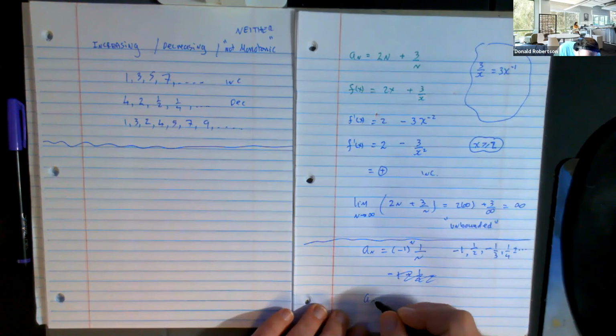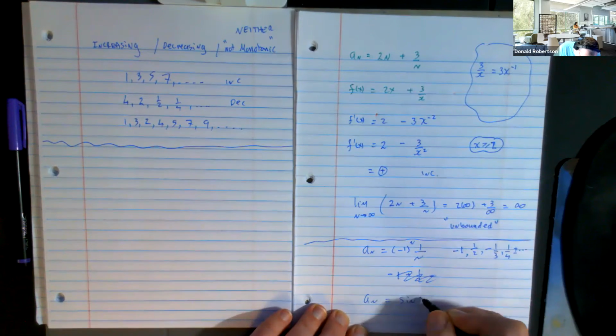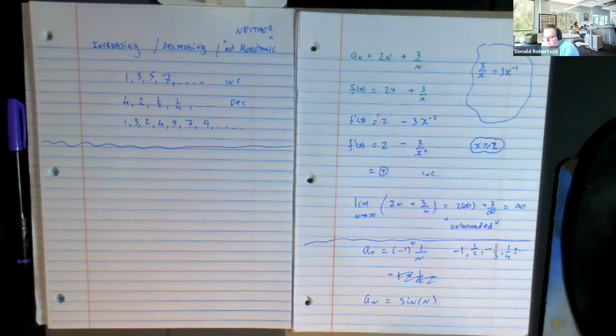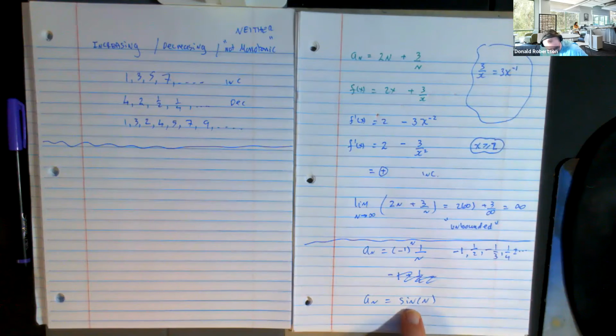Another one would be, say, that function there. If you differentiated that function, you'd get the cosine. Isn't the cosine sometimes positive and sometimes negative? In fact, doesn't it basically go up and down forever? So can you imagine that a sequence that used that would be non-monotonic as well? Does that help?